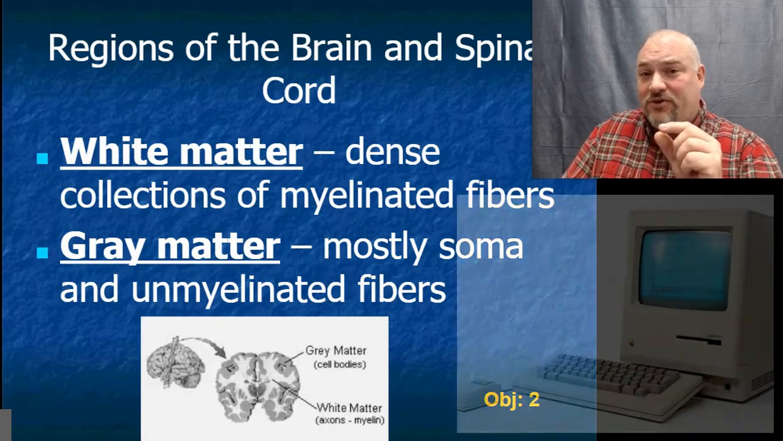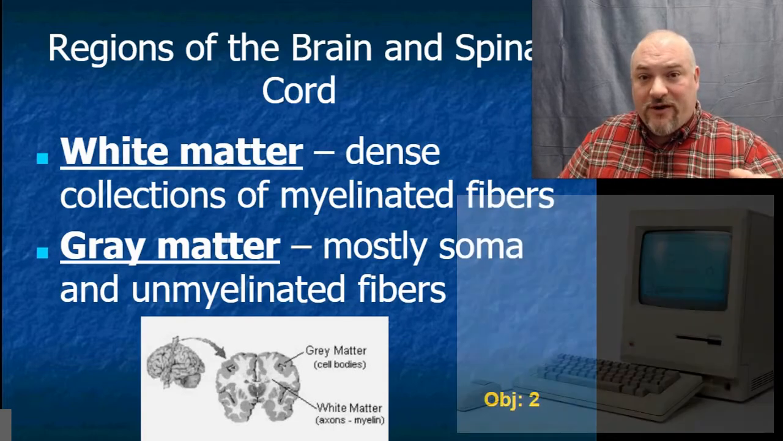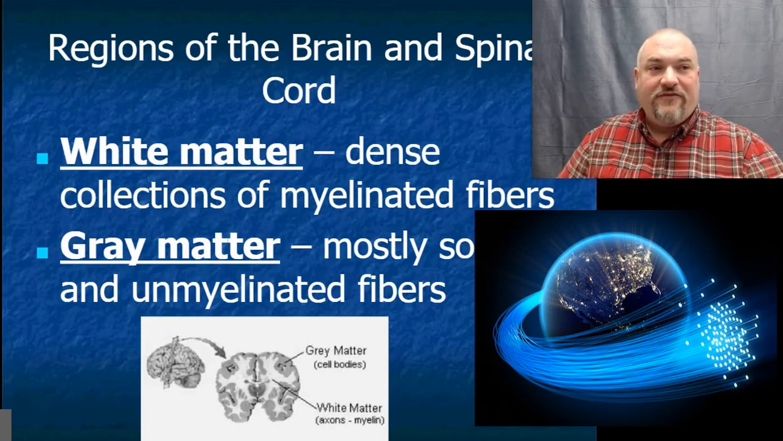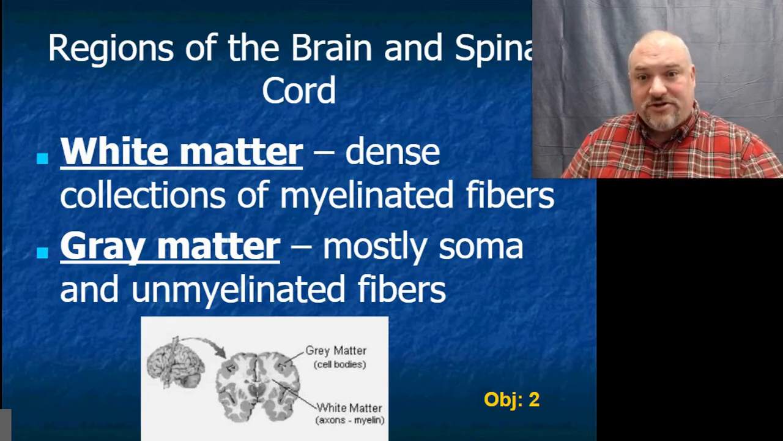So those would be like the computers in a big computer network. The gray matter would be the computers everywhere, and the white matter would be the fiber optic cables connecting all those computers. So they would all work together and talk to each other to get coordinated action. That's kind of the difference there in functionality.